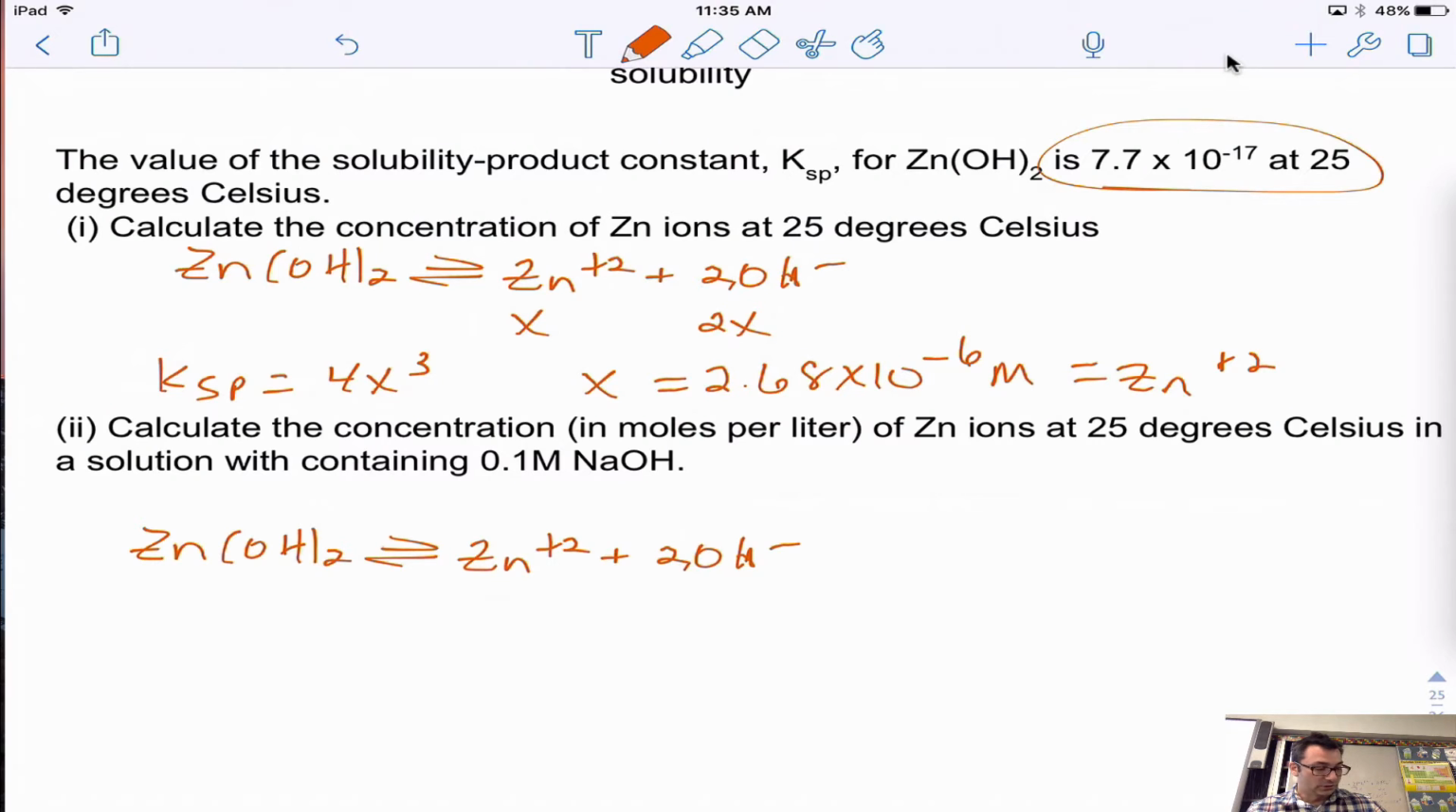Our zinc would start off at 0, but now they're telling us in this problem that we have 0.1 molar NaOH. So instead of starting at 0, we would have 0.1 molar OH minus. Now we'd have plus x, plus 2x, and then we would have x and 0.1 plus 2x. Now, this is a very small Ksp value. It's the same Ksp value that we had up here, the 7.7 times 10 to the -17.